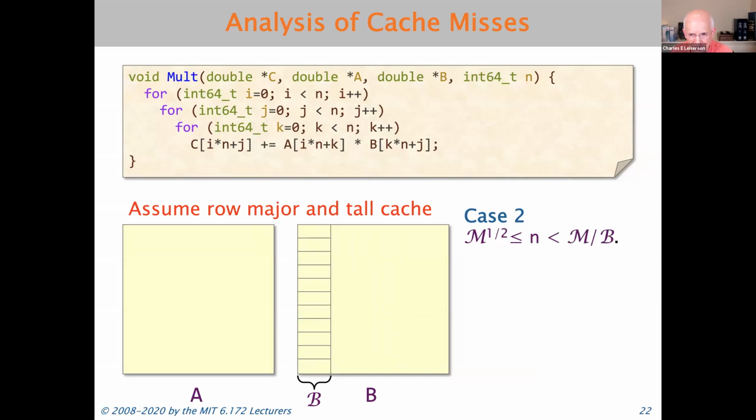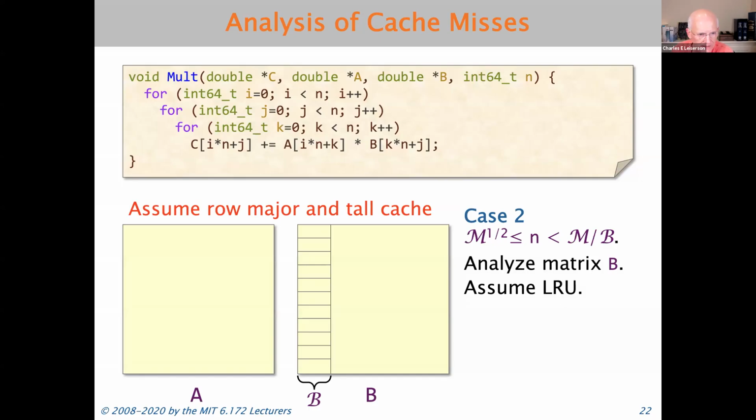Okay, case 2: the matrix still doesn't fit in cache because n squared is greater than m, but the number of columns of B is now at most the number of cache lines. So again, we're going to focus on matrix B and assume LRU replacement.